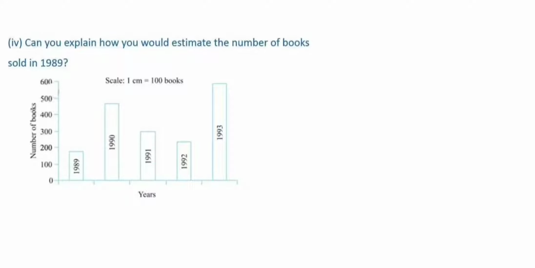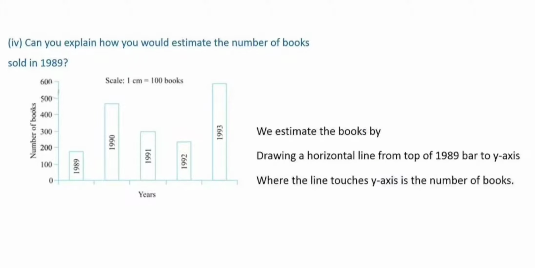Next, can you explain how would you estimate the numbers of books sold in 1989? Yes, we estimate the books by drawing the horizontal line from the top of the 1989 bar to y-axis, where the line touches y-axis to the numbers of books.